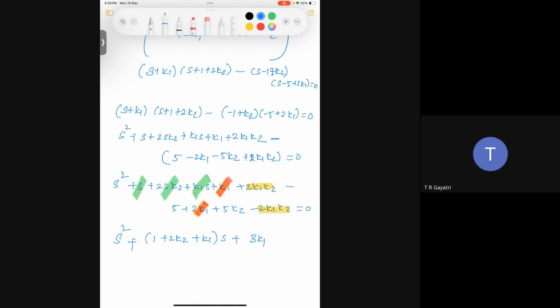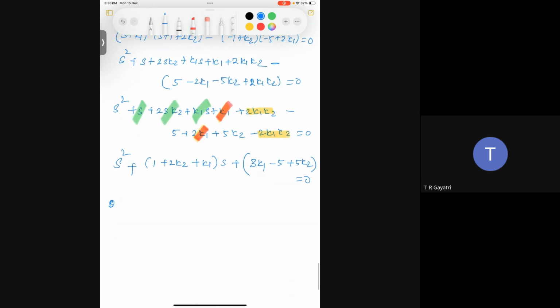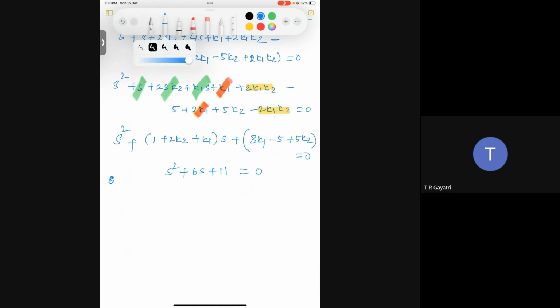3k1 minus 5, minus 5. What else? Plus 5k2 equal to 0. So these are constant terms. Now compare this against your closed loop characteristic equation. So this will give me 1 plus 2k2 plus k1 equal to 6.